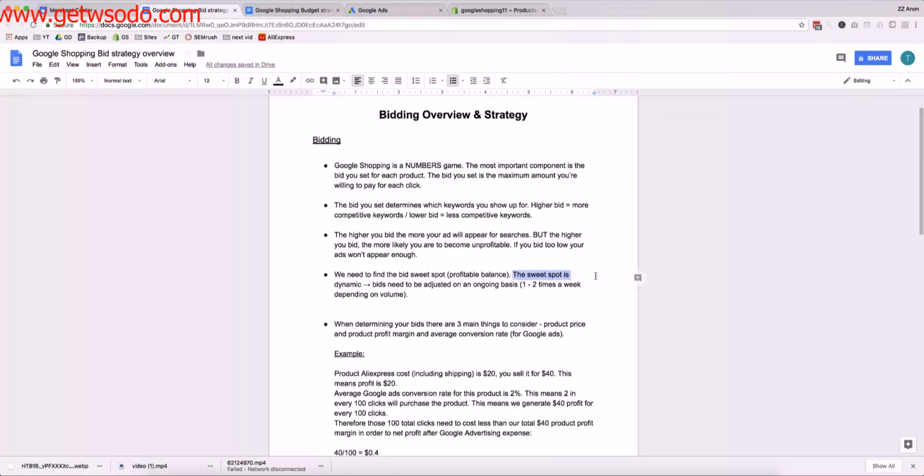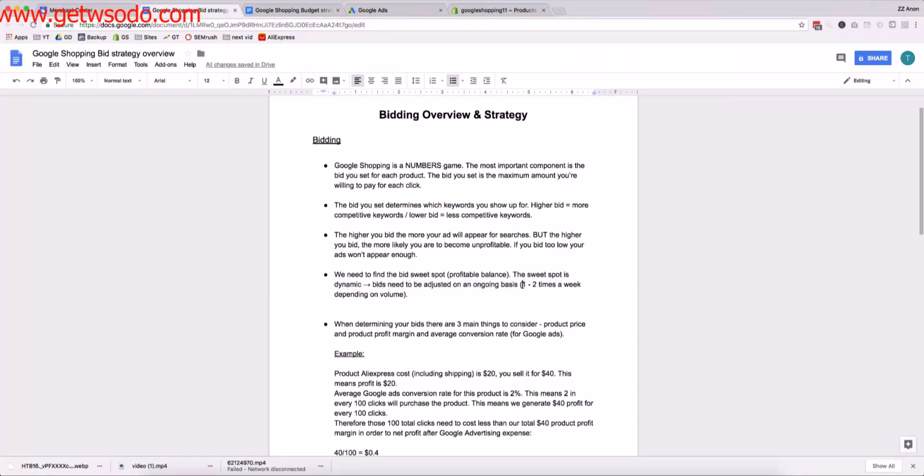The sweet spot is dynamic. Say you're extremely profitable on a product with a 48-cent bid, right? In a week or two weeks' time, that same bid could potentially become unprofitable. That's because other advertisers are also bidding. So it's dynamic, right? We need to change our bids on an ongoing basis.